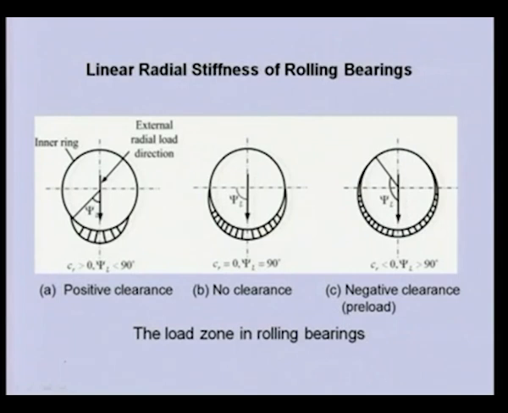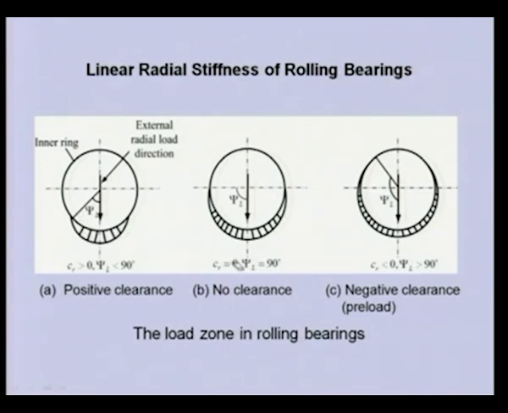So this is basically the load zone in rolling bearings. So this is the inner ring, let us say, and when we apply the load to the inner ring or outer ring, generally not all the rolling elements take the load. Only some of the rolling elements take load, and how big the load zone is is defined by the clearance. So if clearance is positive, then the load zone, which is defined as half of this total angle, will be less than 90 degrees. So only the rolling elements which are within this area will be loaded.